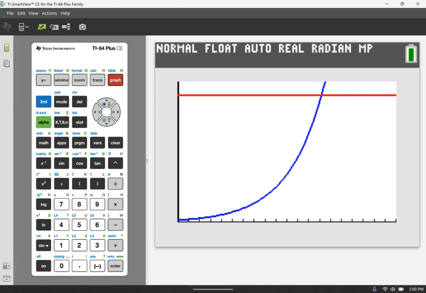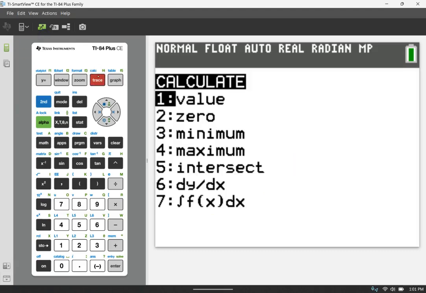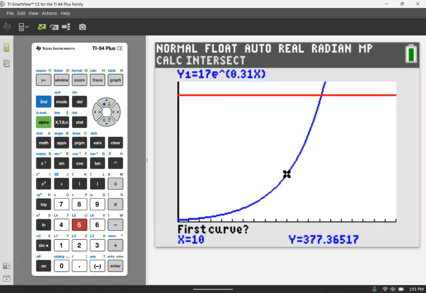Second trace, Casios. You're going to the G-solve, right? Second calc. Which one am I picking? 5, right? The intersection. So number 5. Casios, once you pick intersection, you should be done. It calculates it for you automatically. TIs, I'm going to bring myself over. First curve, blue, I just hit enter. Second curve, red, hit enter. Guess, I would bring it over to approximately where my intersection is, hit enter again.